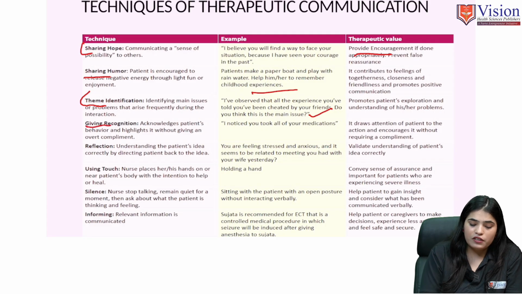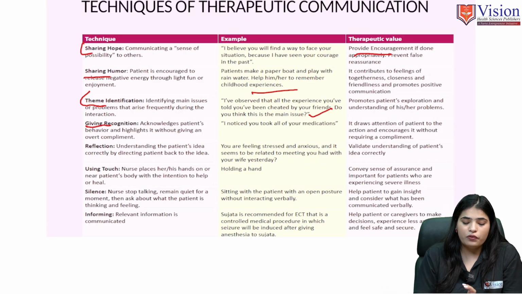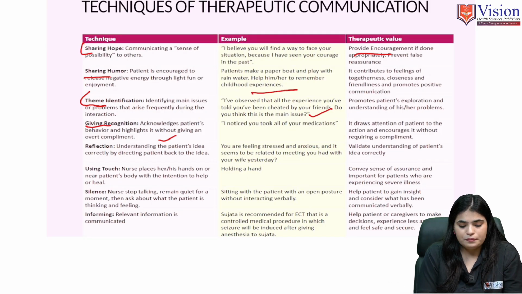Next is giving recognition. Okay, so what is giving recognition? It is just acknowledgement of the patient and his behaviors without giving an overt compliment. Like, I noticed you took all of your medications. This is giving recognition for good work.